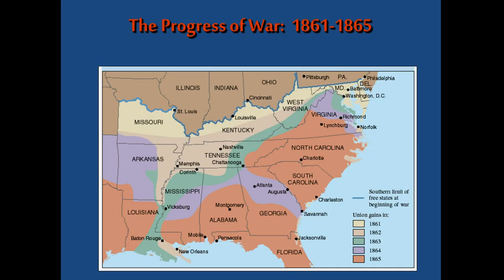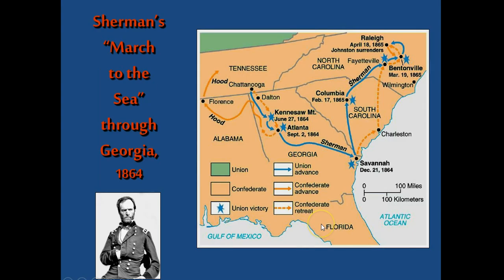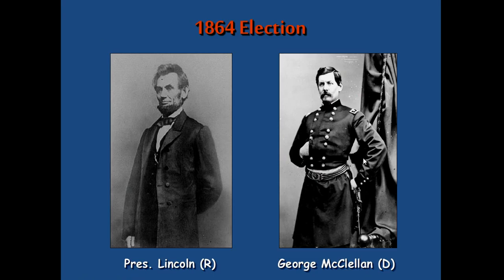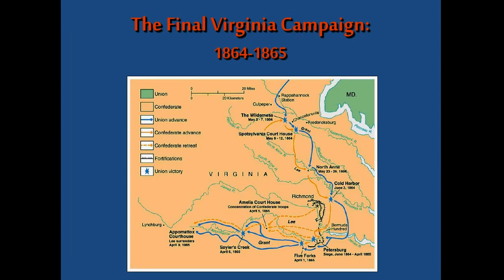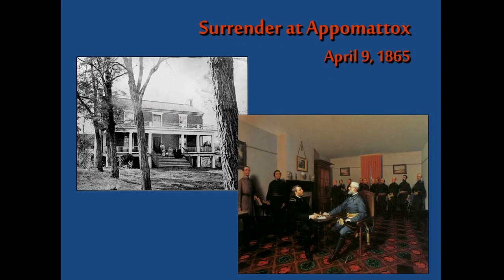So, the progress of the war, you can see that the Union is starting to gain. And you can also see that the South is starting to be beaten back. General Sherman is going to march to the sea, burning pretty much everything in his path. In 1864, the general that Lincoln fired is going to try to win the election, and he will fail. It's going to be Lincoln again, as you can clearly see. And so the final Virginia campaign to crush the South happens. You don't have to know any of these battles. You just have to understand that they happened.